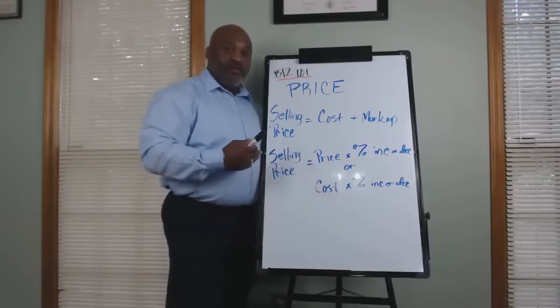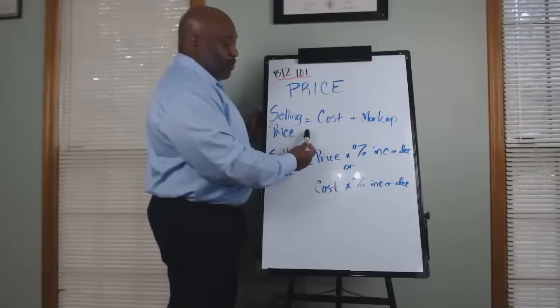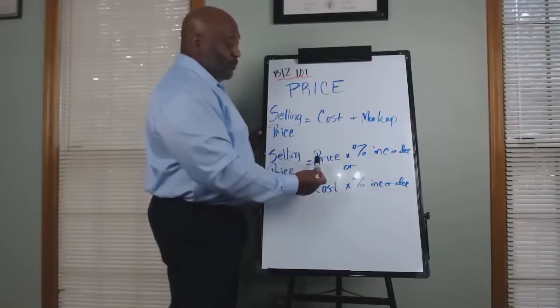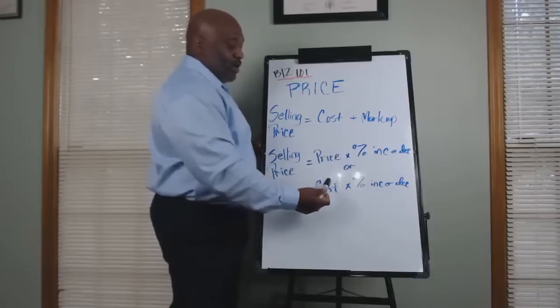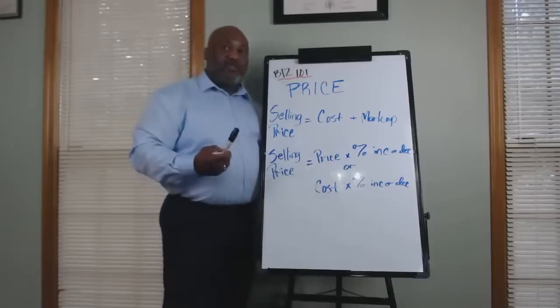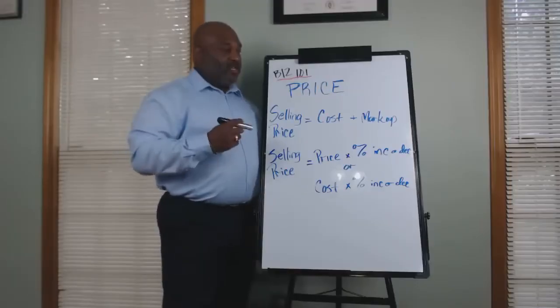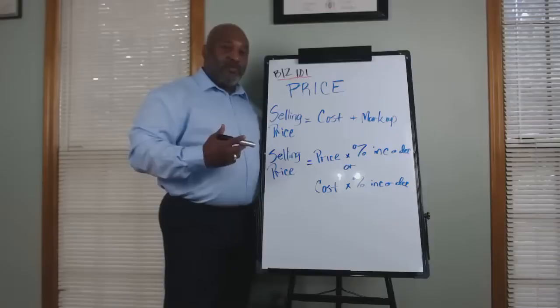So those are the three ways we look at in terms of deriving your price. The form where we look at cost plus markup, or price times the percentage increase or decrease, or cost times percentage increase or decrease. Regardless of which one, I can't say which one is better or worse. These are things you need to look at in terms of getting your selling price.